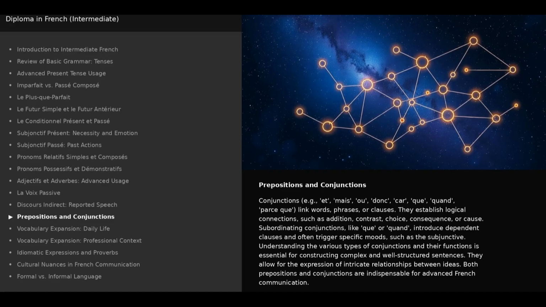Understanding the various types of conjunctions and their functions is essential for constructing complex and well-structured sentences. They allow for the expression of intricate relationships between ideas. Both prepositions and conjunctions are indispensable for advanced French communication.